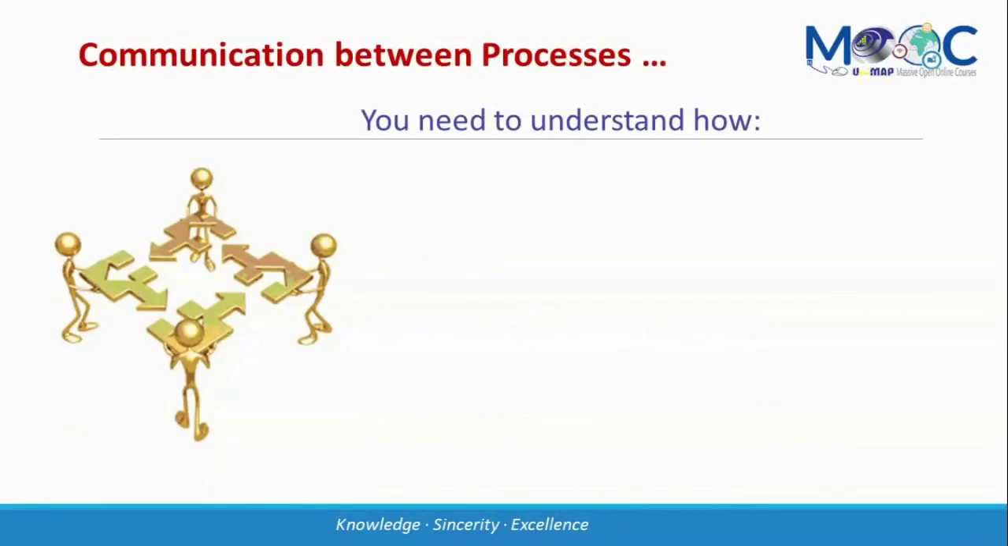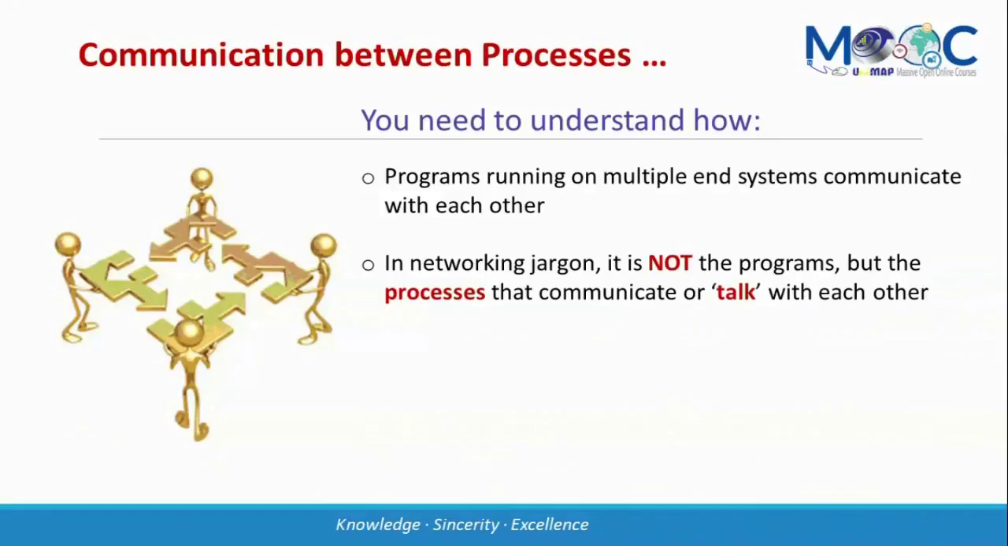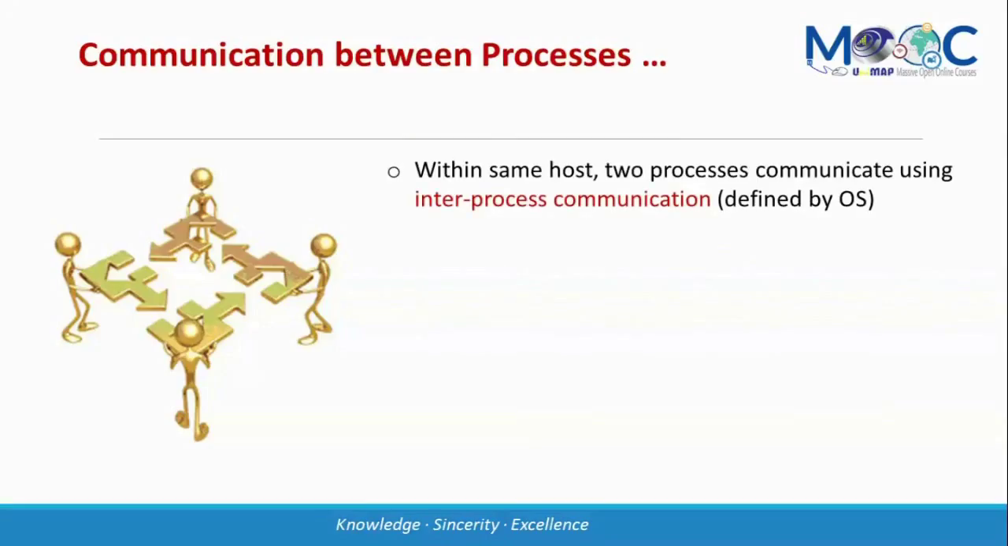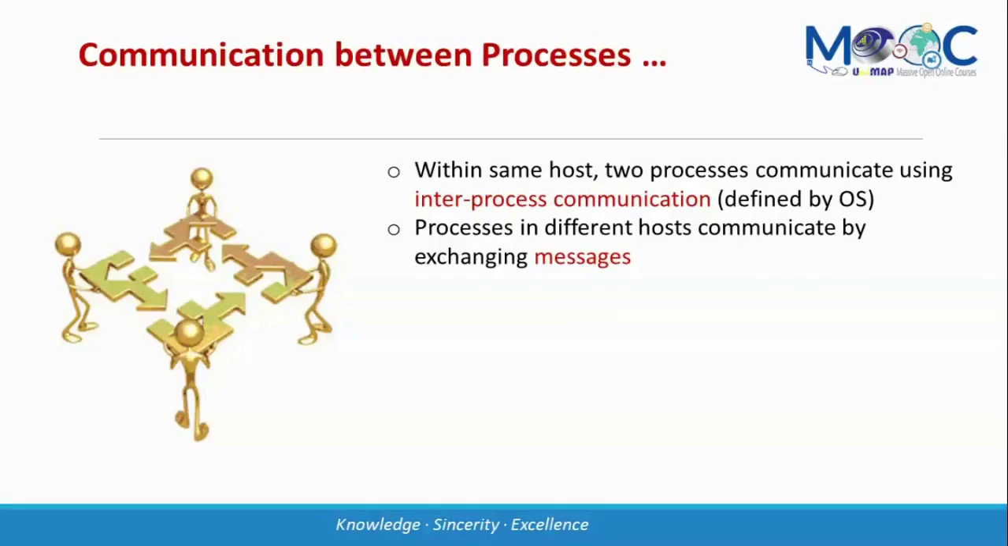Before building your network applications, you also need a basic understanding of how the programs running in multiple end systems communicate with each other. In networking jargon, it is not actually the programs, but the processes that communicate or talk with each other. Therefore, a process can be thought of as a program that is running within the end system. When processes are running within the same end host, two processes communicate with each other using inter-process communication defined by the operating system. On the other hand, processes in different hosts communicate by exchanging messages.